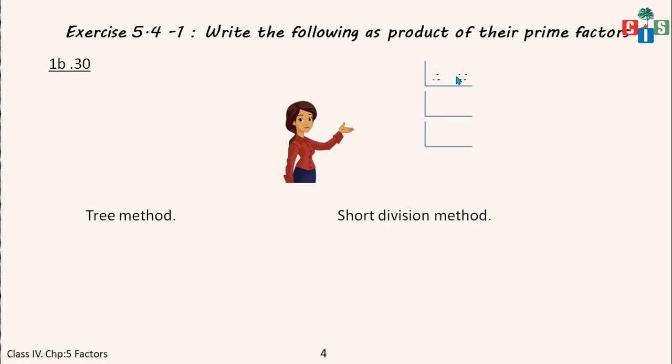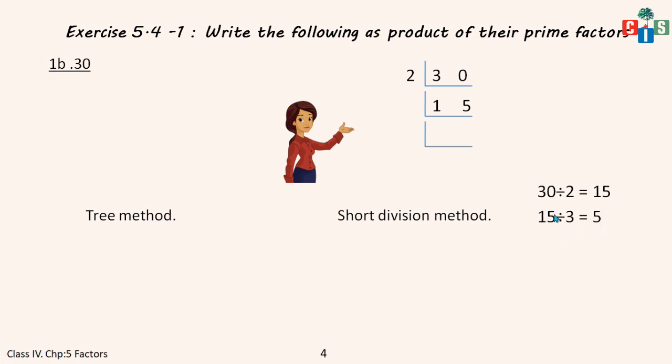Okay, so 30 is there. Divide 30 by the smallest prime number, that is 2. So 2 will be outside and 15 here. Fine. Now divide 15 by the smallest prime number, 3, and you will get the answer 5. So 3 will be outside and 5 will be written below 15. Now divide 5 by 5 and you will get the answer 1. So my sum is complete here.